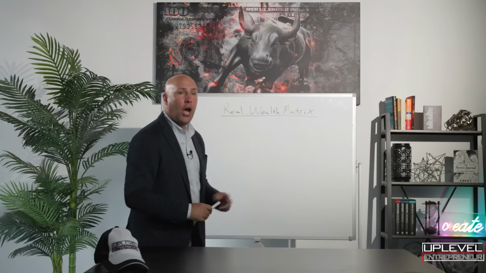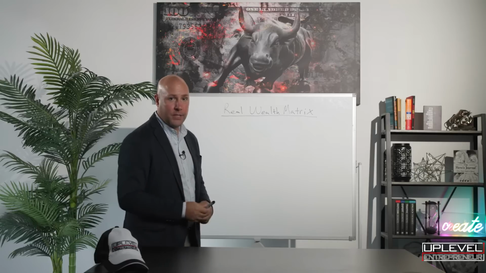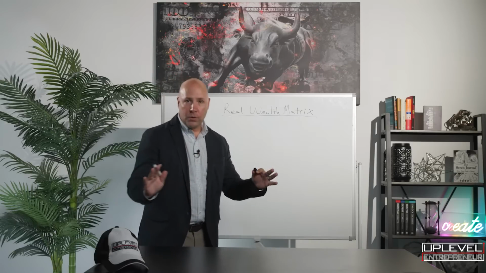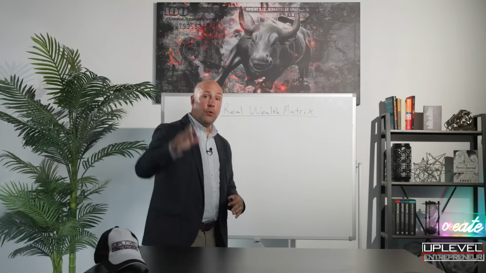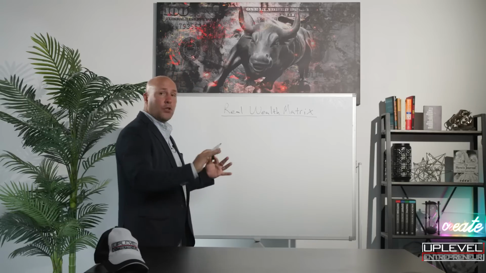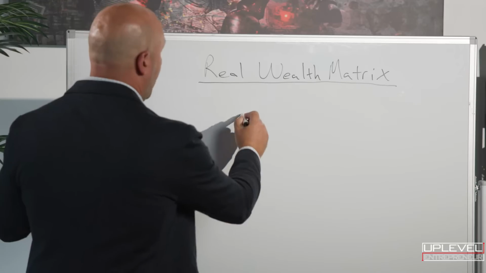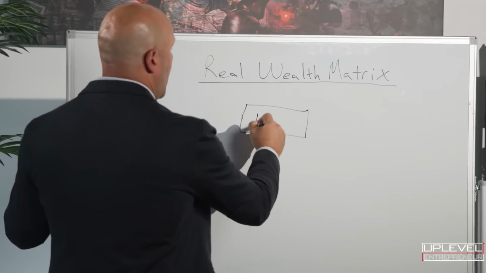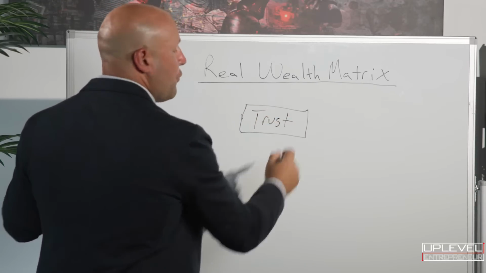Let's get to it. The real wealth matrix starts off with understanding how you actually lay out the businesses that you have. And I'm going to give you a general scenario at a high level view to help you gain an understanding of what I'm talking about. I like to start everything in your financial life with trusts. Now, there are different types of trusts, but there are really two main categories: revocable trusts and irrevocable trusts.